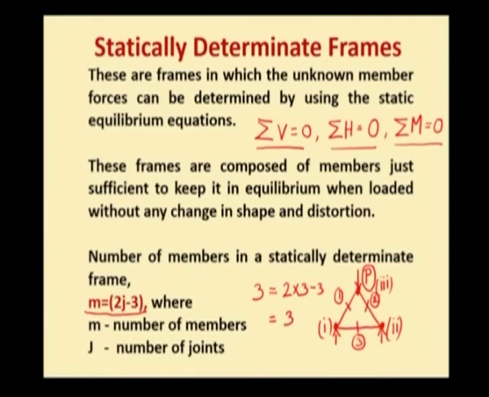So, the number of members m satisfies this condition 2j minus 3, and hence this structure or this frame is known as a statically determinate frame. Now, let us see about statically indeterminate frames.